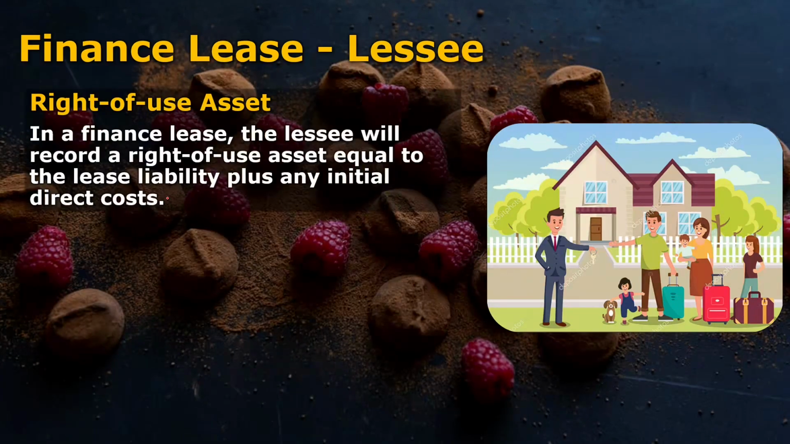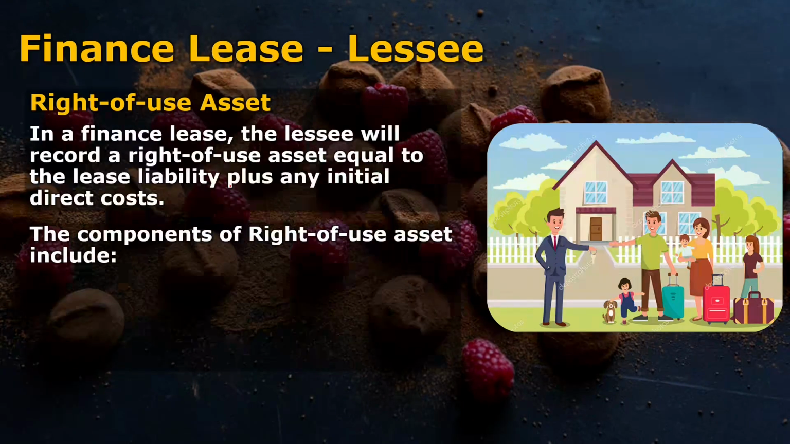Ano yung right of use asset? What is this asset? Ano yun ulit? It represents the usufructuary. Yes, usufructuary can be recognized as an asset now. In a finance lease, the lessee will record a right of use asset equal to the lease liability plus any initial direct cost. So whatever is the lease liab, i-add mo dito yung initial direct cost, yan na yung right of use asset mo.